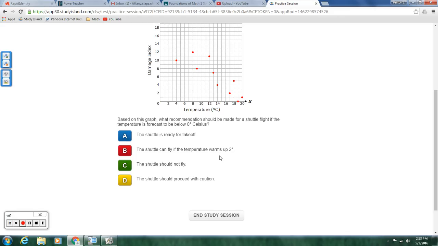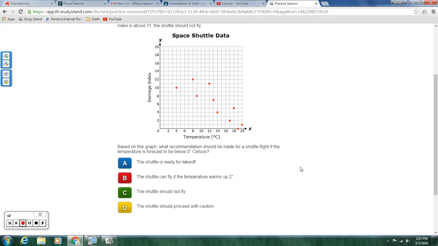B, the shuttle can fly if the temperature warms up to 2 degrees? Well, it might could fly, but that don't mean it's not going to blow up in the middle of the air. So we're going with C? Sure.